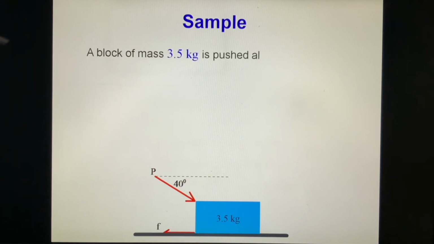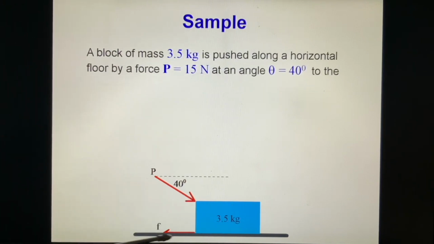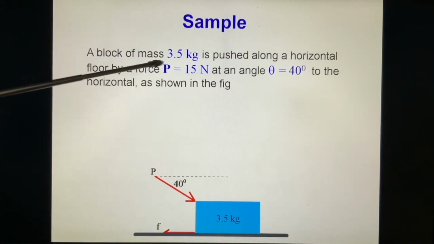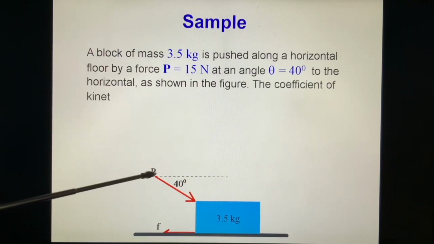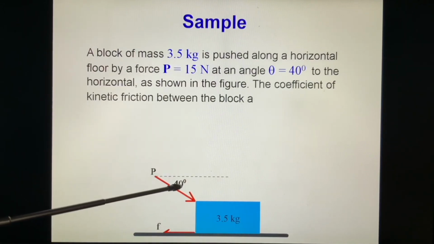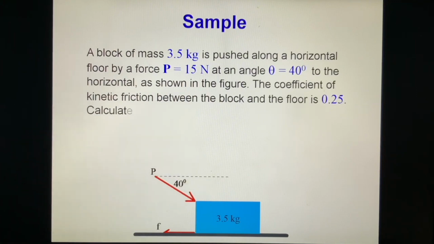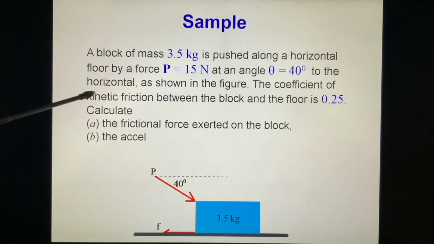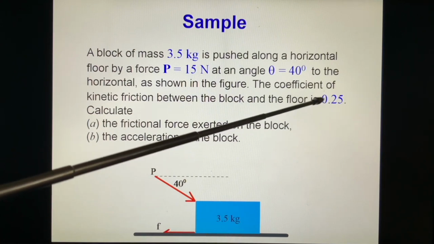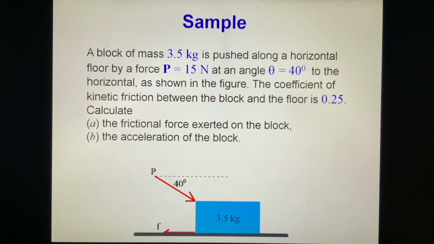A block of mass 3.5 kilograms is pushed along a horizontal floor by force P equal to 15 Newtons at an angle of 40 degrees to the horizontal, as shown in the figure. The coefficient of kinetic friction between the block and the floor is 0.25. Calculate A, the frictional force exerted on the block, and B, the acceleration of the block.